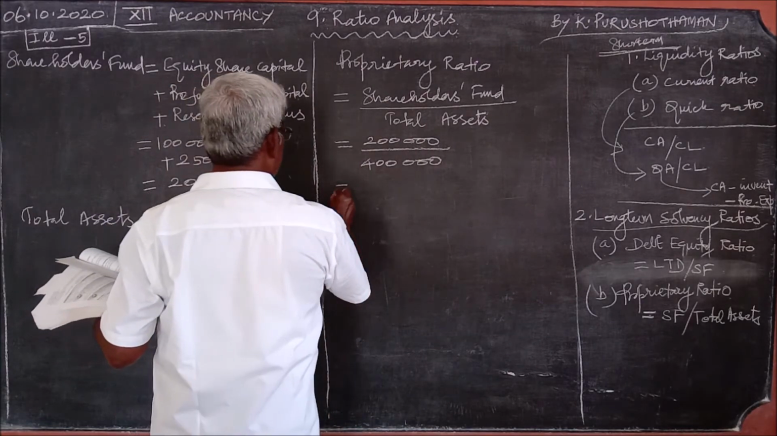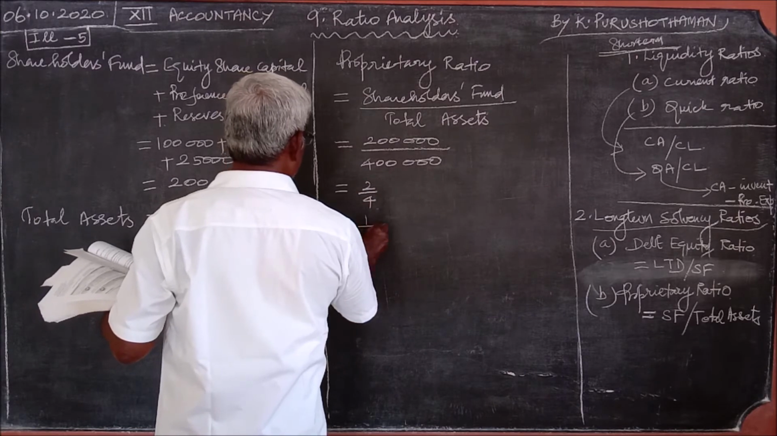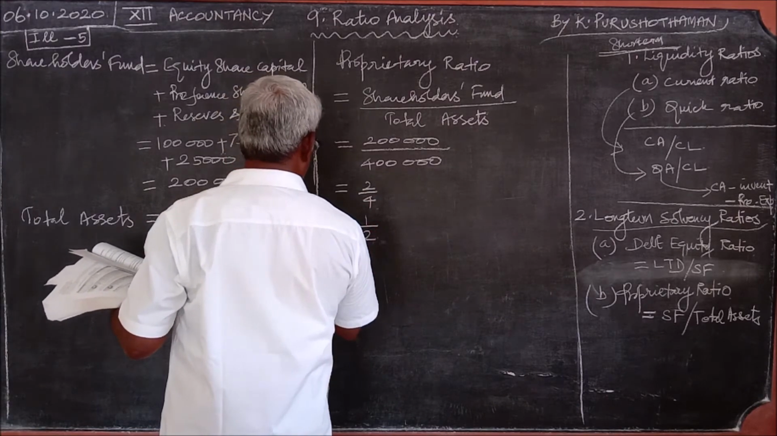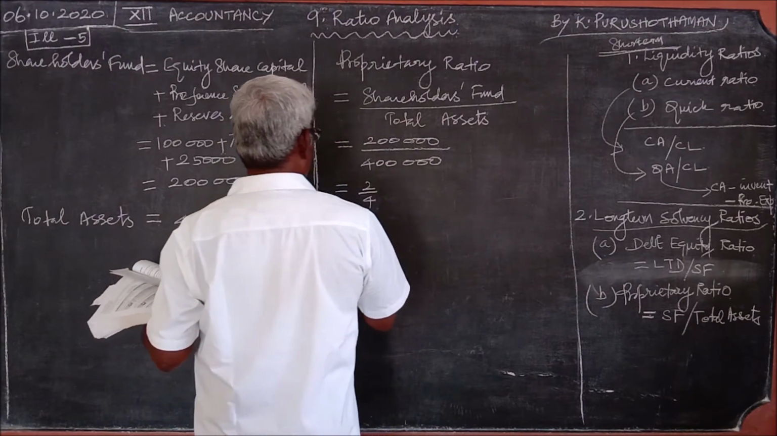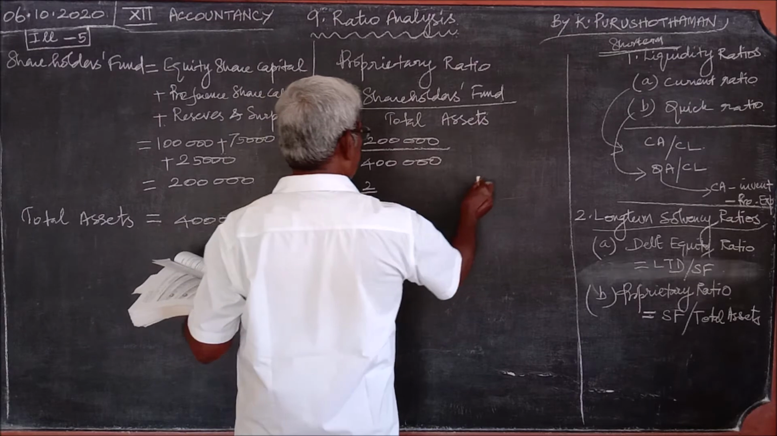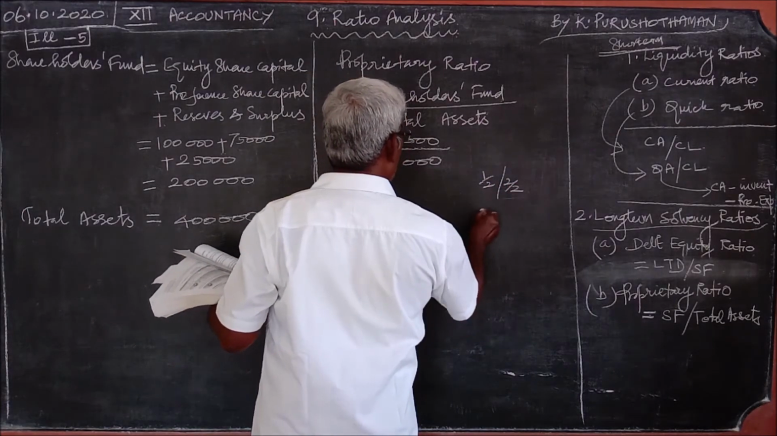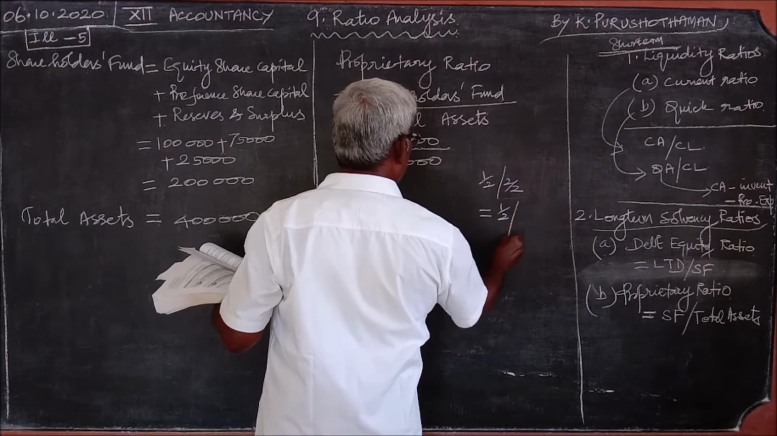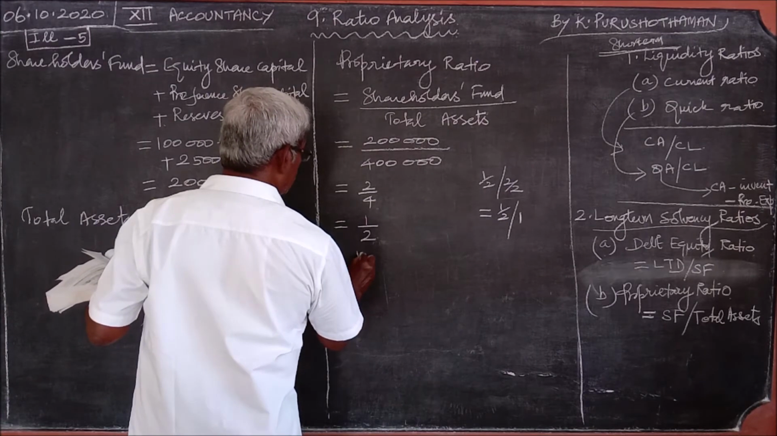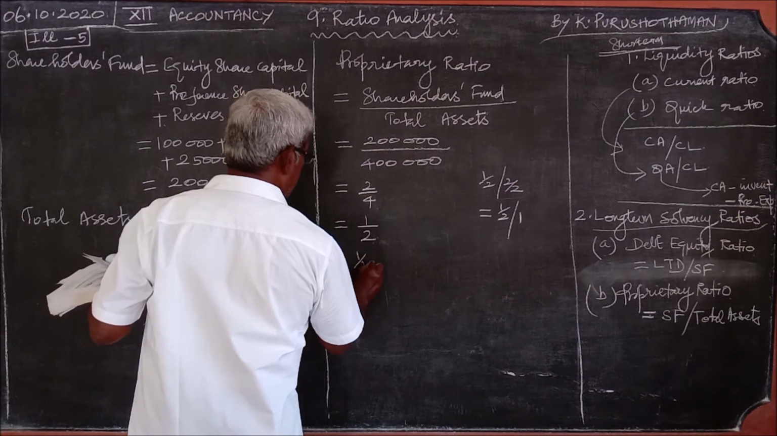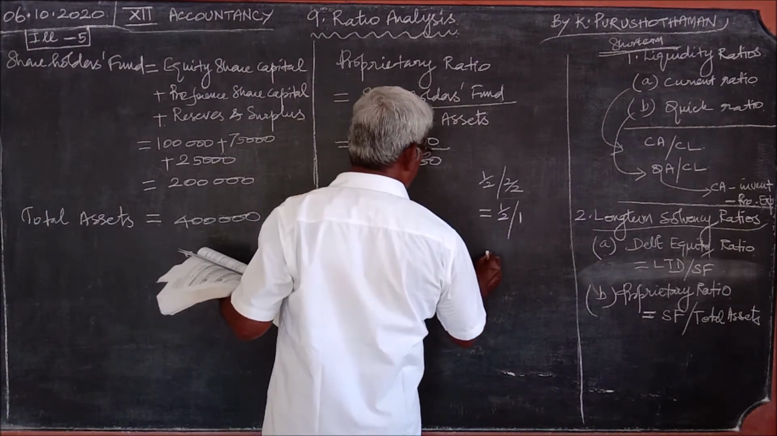And if you divide 2 by 4 and simplify, it is 1 by 2. What should you do? Divide the numerator by the denominator number. That is 1 by 2 by 2 by 2. What will you get? 2 by 2 is 1. That is 1 by 2, which is equal to 0.5.